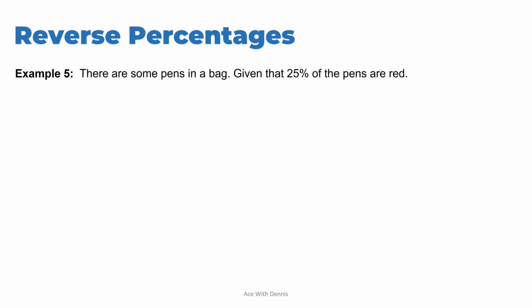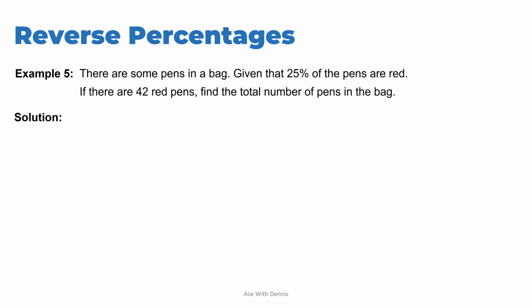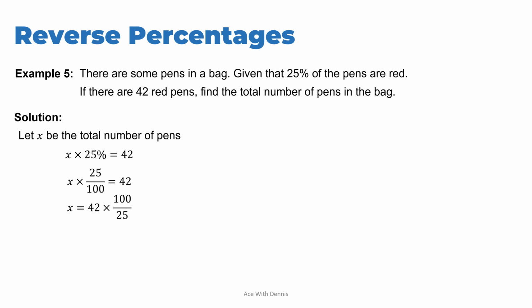There are some pens in a bag. Given that 25% of the pens are red, if there are 42 red pens, find the total number of pens in the bag. Okay, here's the solution. Let x be the total number of pens. So x times 25% equals 42. So 25% is 25 over 100. So x will be 42 times 100 over 25. And the answer is 168.